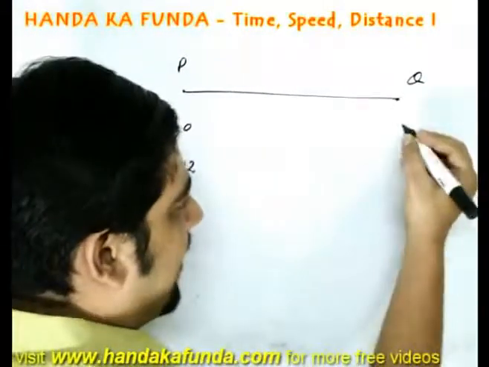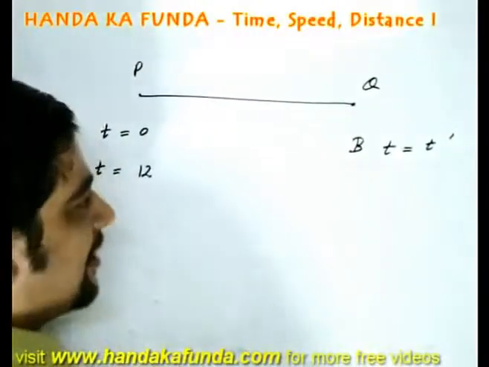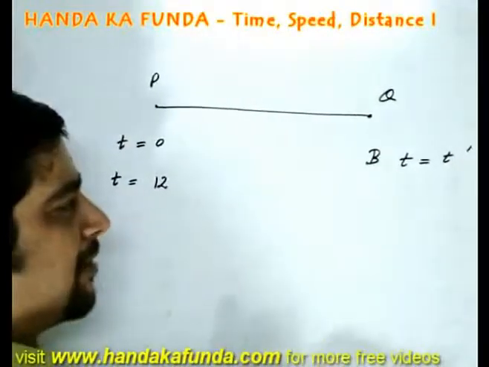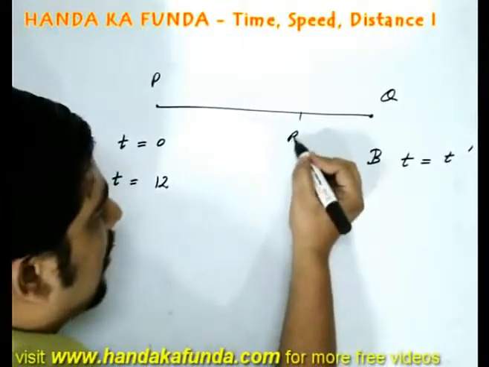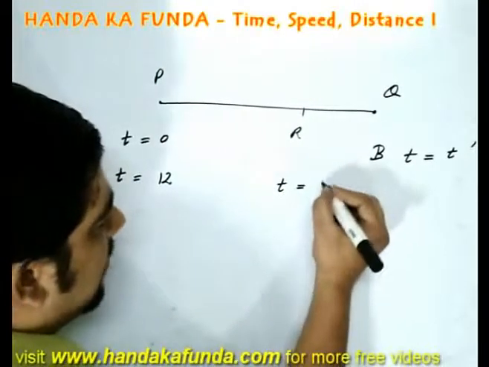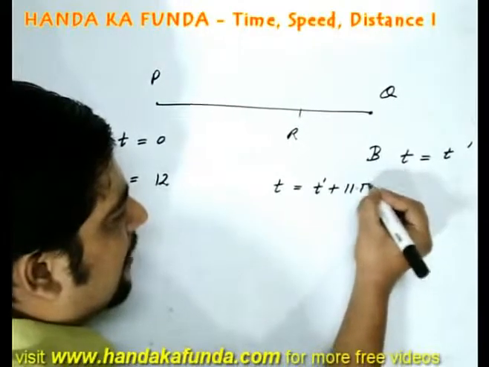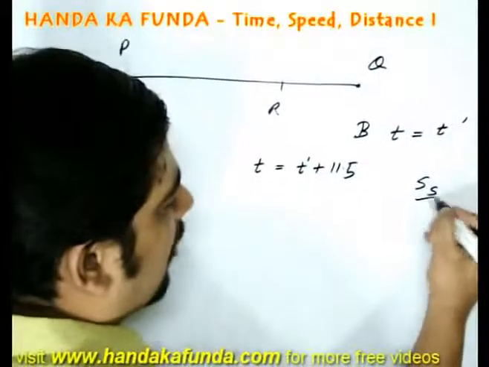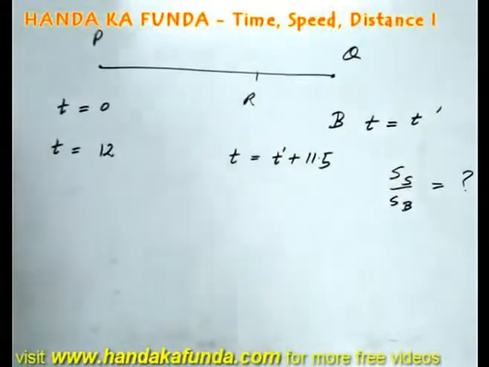His friend who is standing at Q hears the first bullet at a particular time, let's say t dash. He hears the second bullet at t dash plus 11 and a half minutes. Now why will that happen? That will happen because B would have moved to a different point and he would have come closer, and that is the reason why he will hear the second bullet at t equal to t dash plus 11.5. The question is, what is the ratio of speed of sound to the speed of B? Can you find that out? Let's see how we do this.